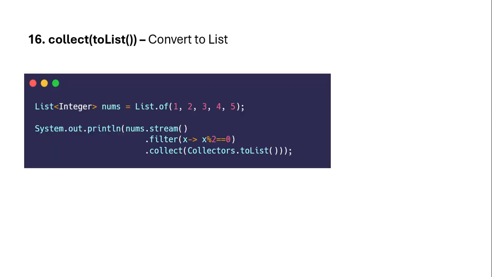Next is collect to list, where we are converting the stream into a list. We have the list of elements, and for example, we are filtering those elements based on a given predicate, like we want only the even numbers here, and we are collecting them into a list. We use this very frequently to collect elements into a list, and it's going to print in this manner.